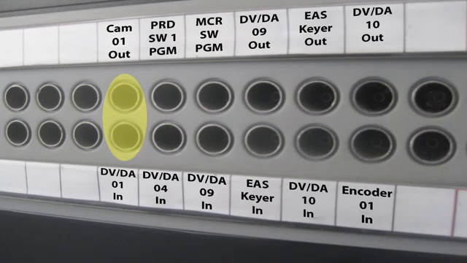The first patch point that we encounter in our tutorial is the camera 1 out to the DV-DA1 input. This of course means that the output of camera 1 is connected, or normaled, to the input of the DV-DA number 1 input.